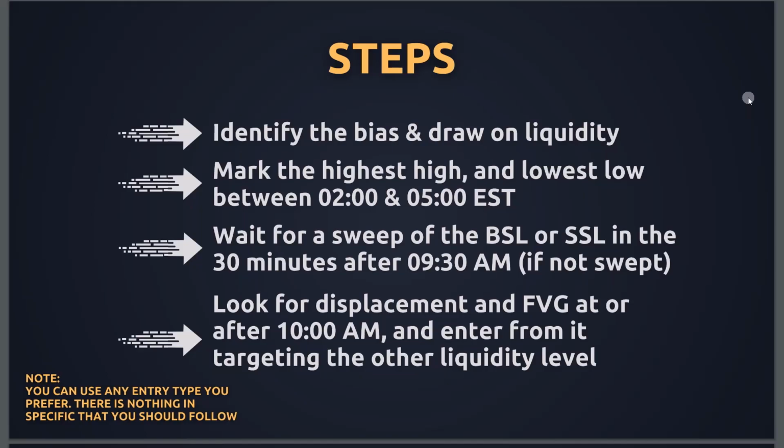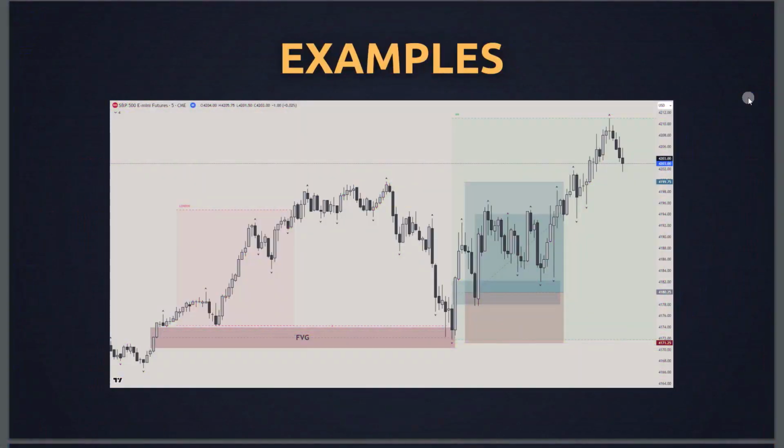There is a note that you can use any entry type you prefer. There is nothing in specific that you should follow. So as I said, using fair value gap, using order blocks, using breaker blocks, inverse fair value gap as your entry, it's your decision at the end. Going over some examples here, and from here everything is going to be more clear.